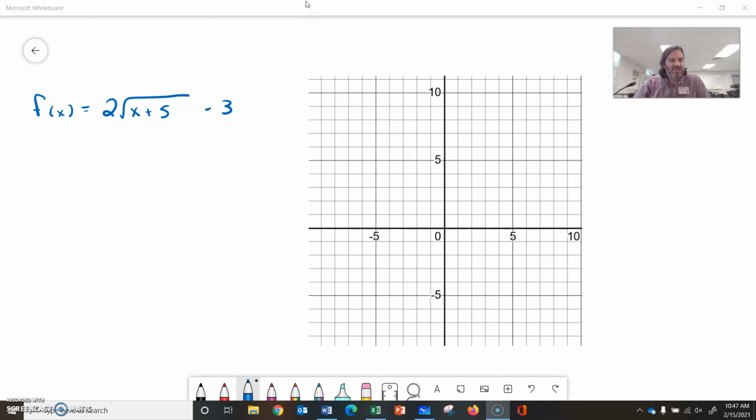Alright, we're going to graph f of x equals 2 times the square root of x plus 5 minus 3. So the first thing to do here is to say that this is a square root problem. So the parent function is a square root. So we can try and graph that out a little bit.